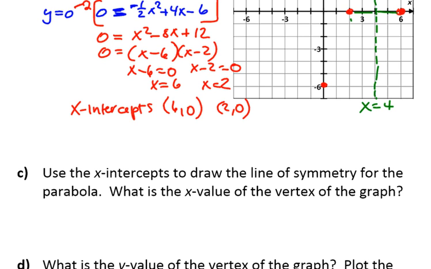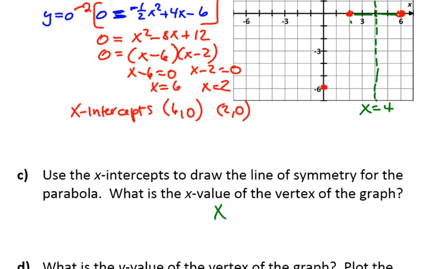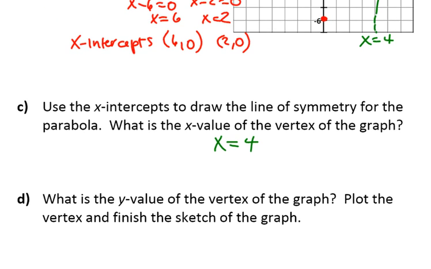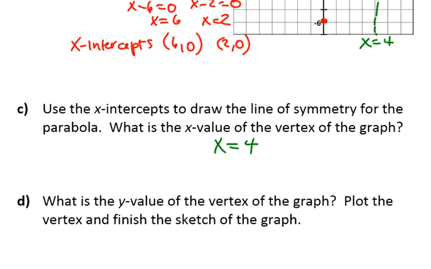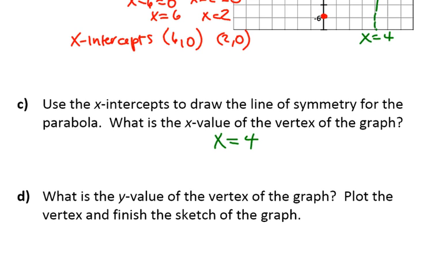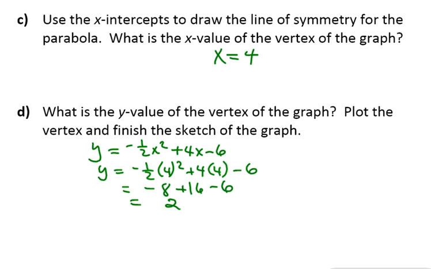So use the x-intercept to draw the line of symmetry, which we did. What's the x value? 4. And then we want to use that to plug in and figure out what the y value of the vertex is. Okay, so I'm plugging it in to -1/2 x squared plus 4x minus 6, and I come up with that y is equal to 2. So if y is 2, my vertex then is going to be 4, 2.